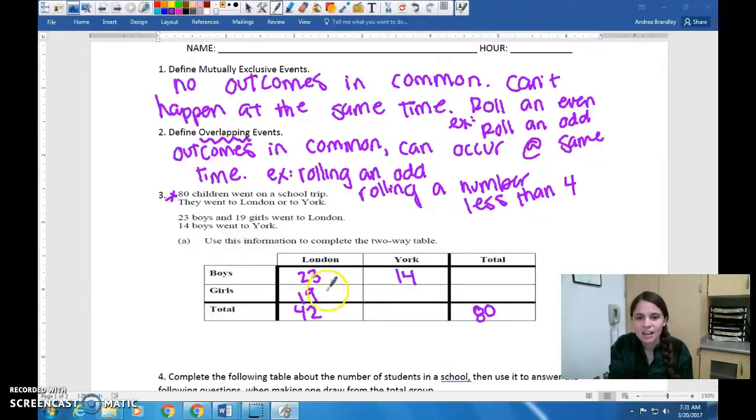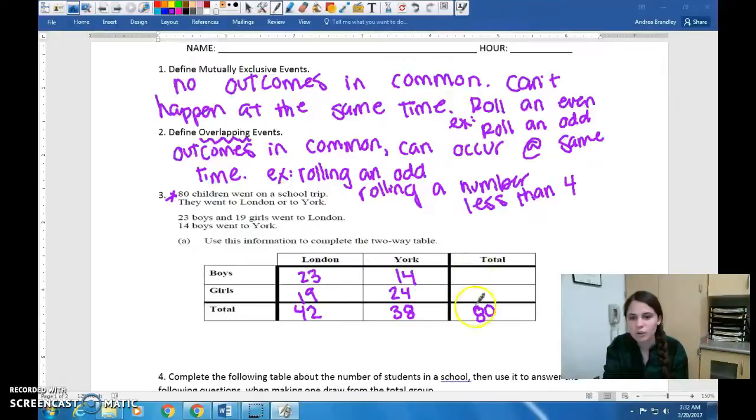Then I can figure out how many went to York: there's a total of 80, and I subtract the 42 who went to London, and 38 went to York. Now I have enough information that I can figure out how many girls went to York because there's 38 total, 14 boys. So if I do 38 minus 14, I have 24.